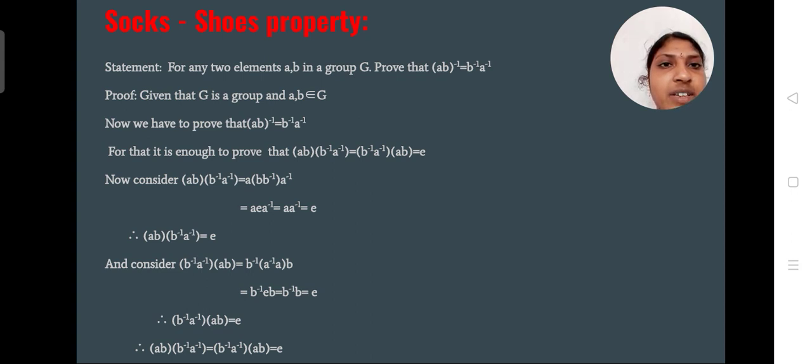So finally we get AB into B inverse A inverse is equal to B inverse A inverse into AB is equal to E. So therefore by the inverse property, B inverse A inverse is the inverse element of AB, and (AB) whole inverse is also an inverse element of AB. So finally we conclude that (AB) whole inverse is equal to B inverse into A inverse.